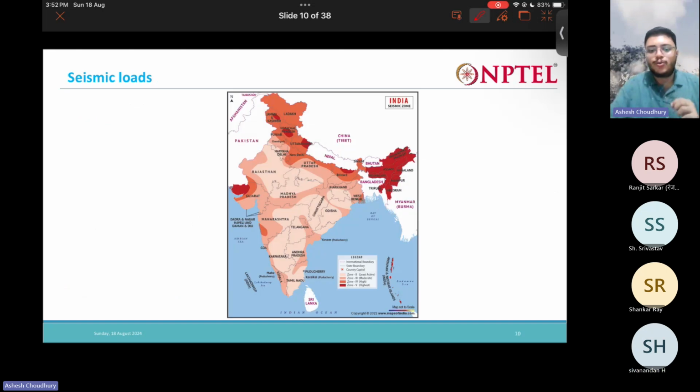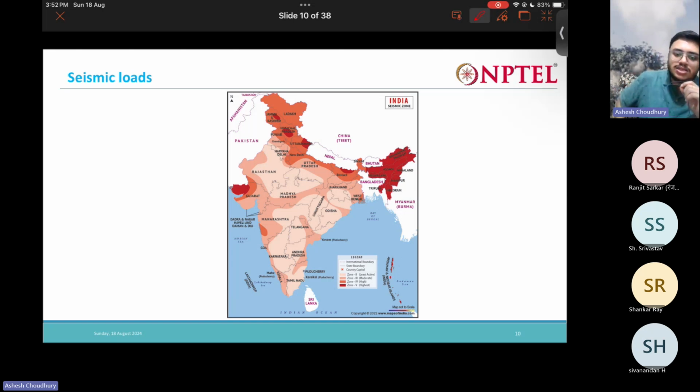And this map you are well aware of. This is nothing but the seismic zonation map. The whole northeast region comes in zone 5, the highest level of seismic severity. Then we have some region of Gujarat in zone 5, and in Uttarakhand, Himachal Pradesh, and J&K near the Nepal border, we have some patches of zone 5.